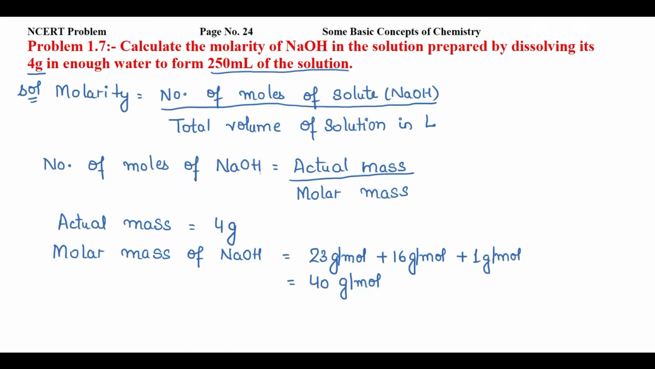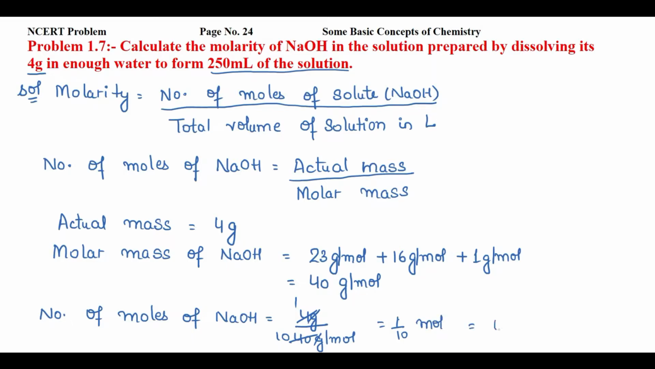Now we can find the number of moles of NaOH, right? So simply put the values. So number of moles of NaOH equal to actual mass 4 gram by molar mass 40 gram per mole. So I'll cancel gram with this gram, right? So 4 with 40. So 1 by 10. In denominator it is mole inverse. So when I'll take this mole in numerator, it will be mole, right? So 1 by 10 means 0.1 mole, right?